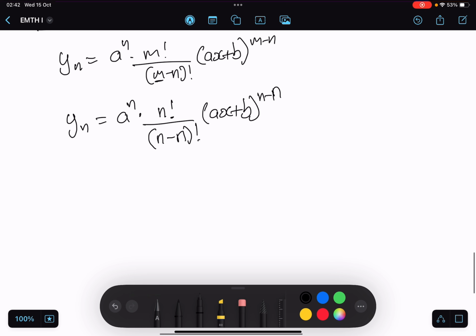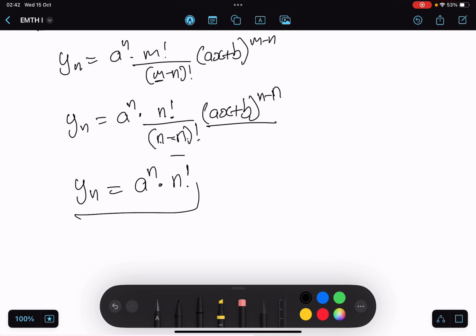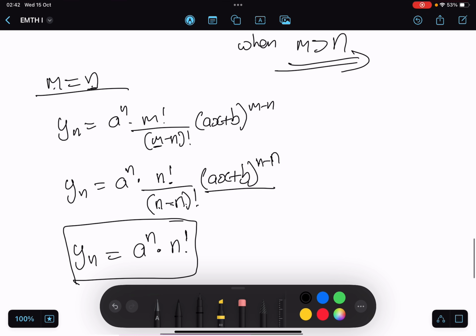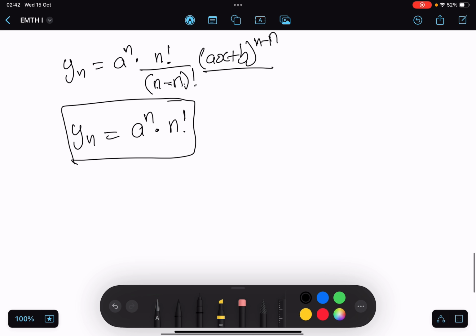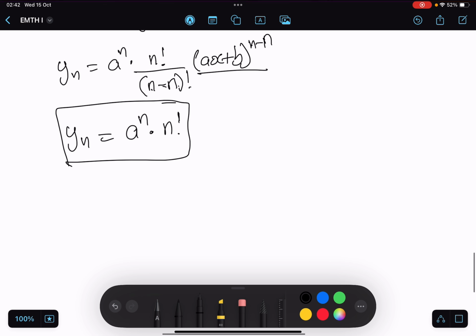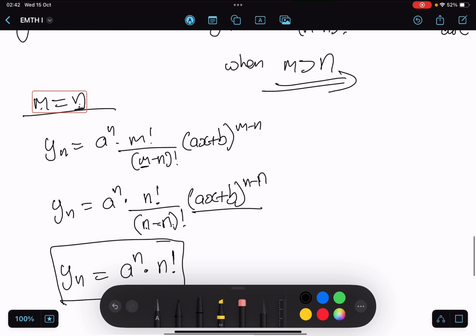So this will simplify to a_n times... n minus n is what? It's 0. And 0 factorial is 1. So this is going to be a^n. And then here we're going to have n minus n, which is 0. Anything to the power 0 is what? It's 1. So this one will simplify to this. When m is equal to n, we're going to get y_n is equal to a^n times n factorial. So this is very important.